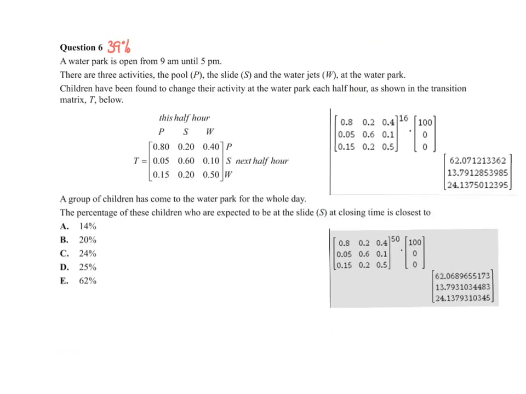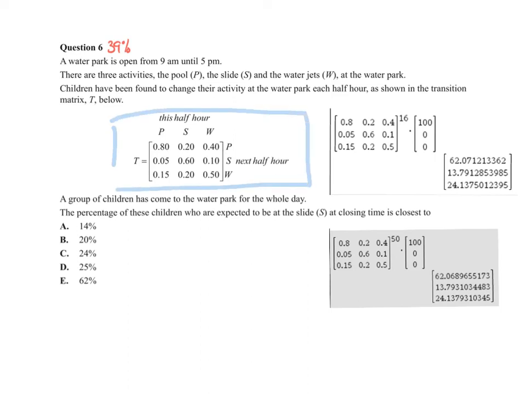Okay, a water park is open from 9 a.m. to 5 p.m. There are 3 activities, pool, slide and water jets at the park. Children have been found to change their activity at the water park each half an hour as shown in the transition below. So here they've got this transition showing.